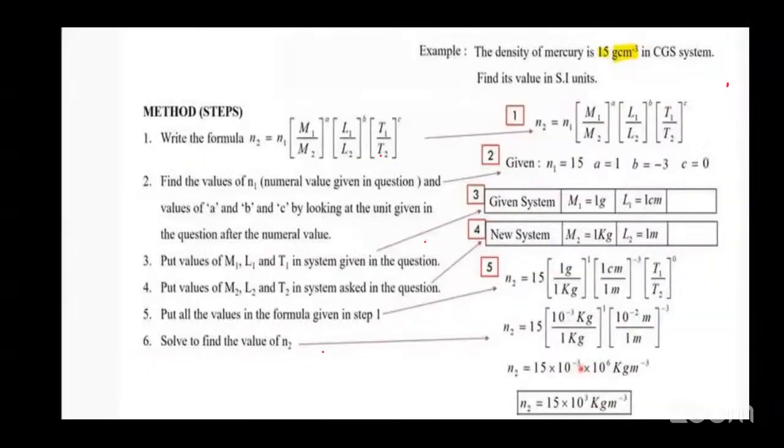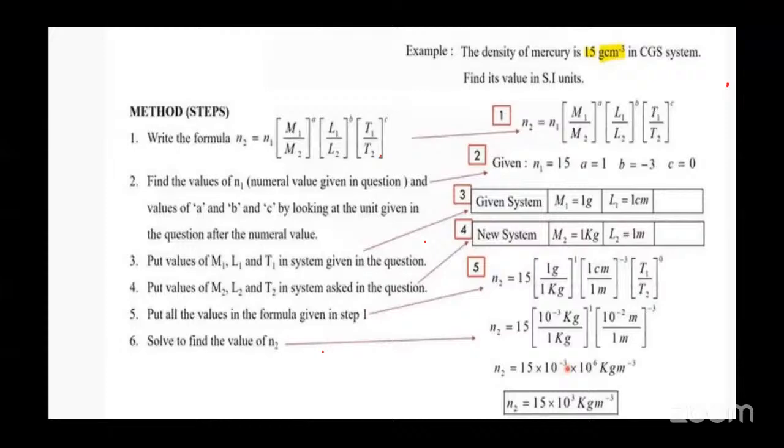So here is an example. The question says the density of mercury is 15 gram per centimeter cube in CGS. CGS simply means that it is a metric system: centimeter, gram, second. That is what CGS stands for.